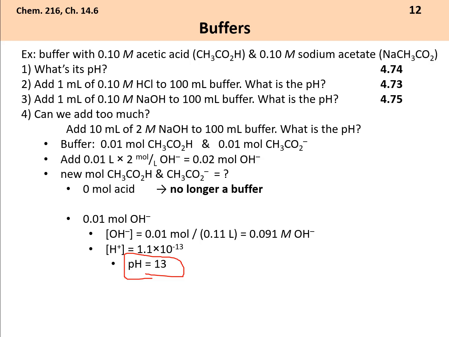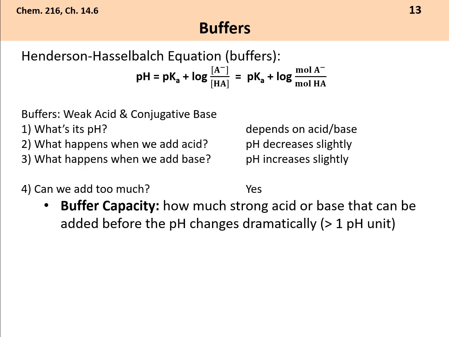And so the question that we asked at the beginning, can we add too much? Yes, we can. And this is called the buffer capacity. How much strong acid or base can be added before the pH changes dramatically. Buffers can only resist so much acid or base. If I add in too much, it's going to start changing a lot.